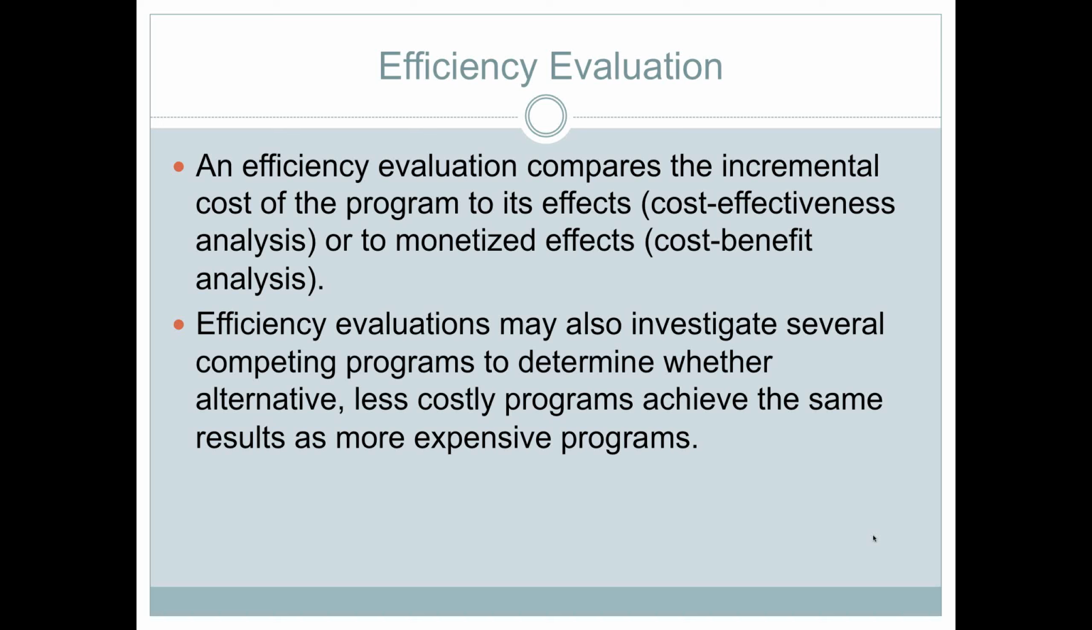Two programs could get us identical effects, but one could cost less than another. One could get those same effects for less resources, less financial resources. And so efficiency is not only looking at outcomes, but it's looking at how to produce those outcomes in the most cost-effective way.